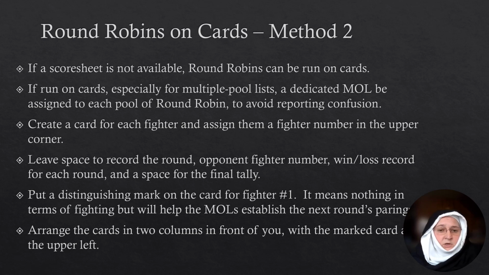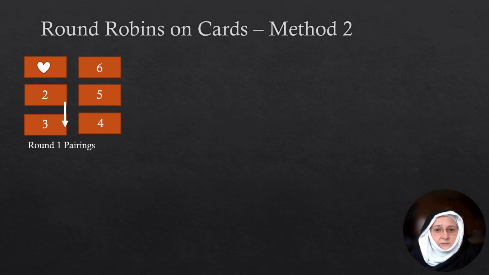Now, you're going to arrange the cards in 2 columns in front of you, with the marked card, the number 1, in the upper left. So let's look at how this is going to appear on your table. Okay, so round robins on cards.